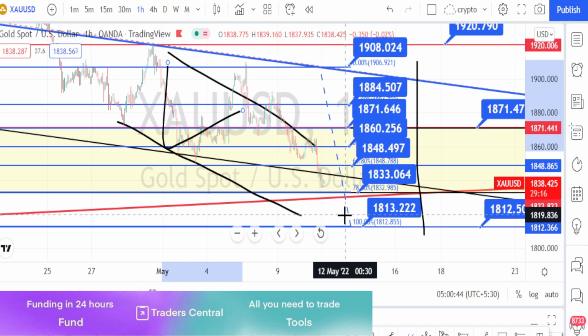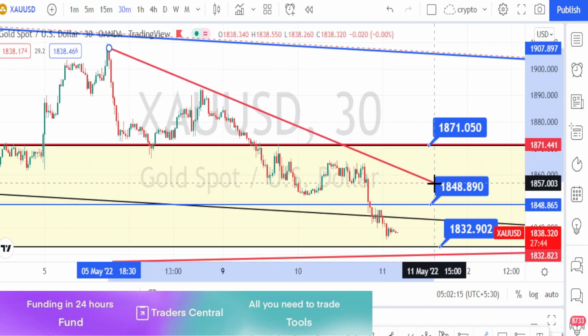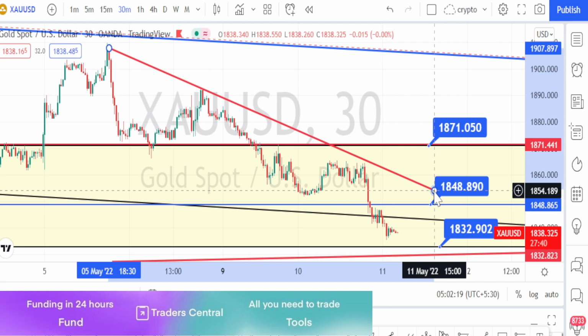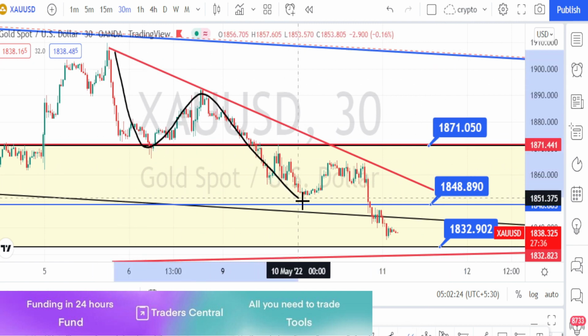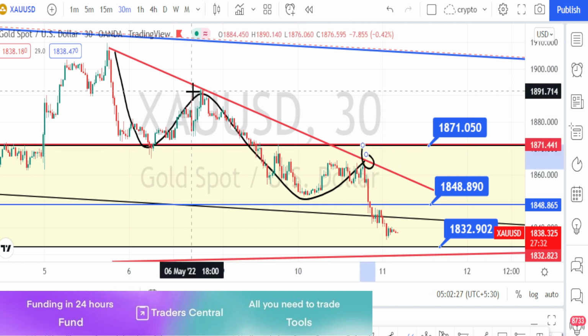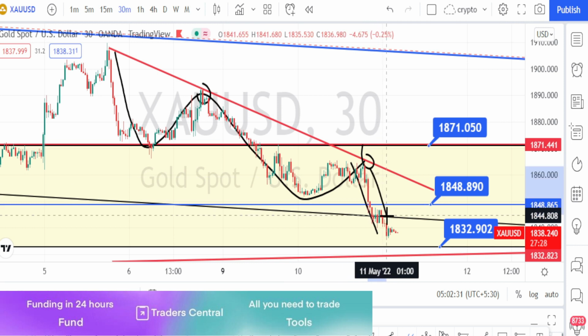Let us do the analysis in the 30 minutes time frame. I'm in the 30 minutes time frame now. In the 30 minutes time frame also, I'm drawing one more trend line or resistance line. We can notice that the current trend of the price action is still a very strong bearish trend. Whenever it tests this resistance line, we are noticing the price action trend back to the bearish side.